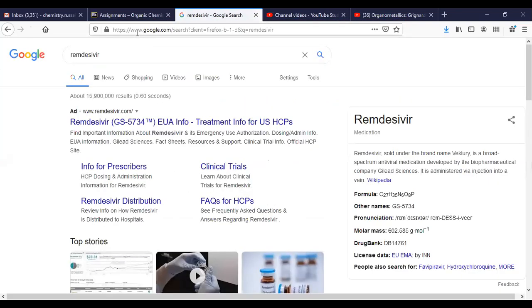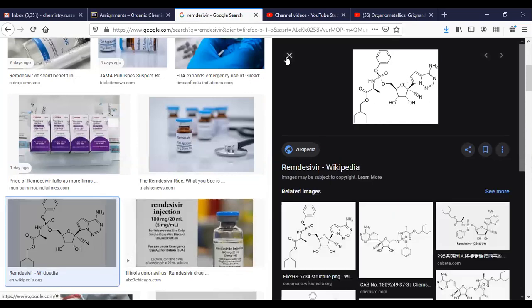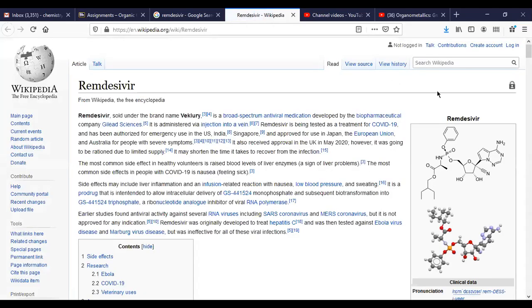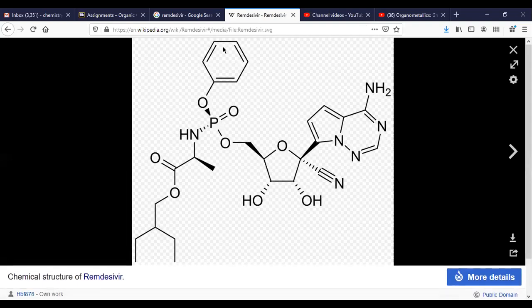How many of you have heard of this compound right here, Remdesivir? Anybody? No, sir. No? Let me show you what it is. So this is Remdesivir. I want to blow that up. It's actually a drug that's been developed to fight COVID. Because it looks like ATP, which is what COVID uses to fuel its replication. All right, so this is Remdesivir.